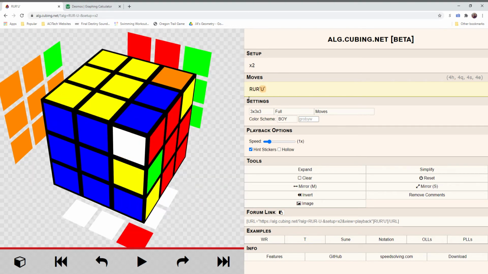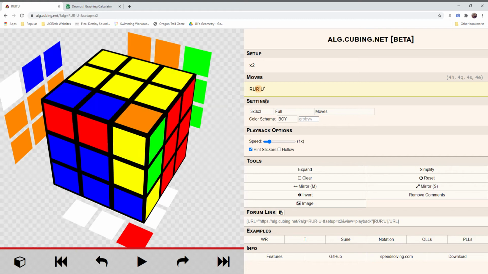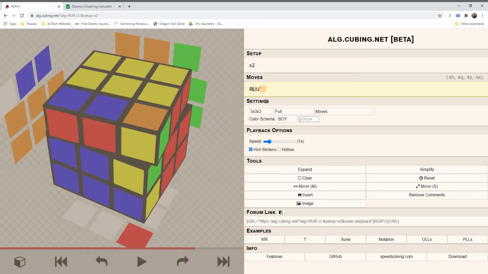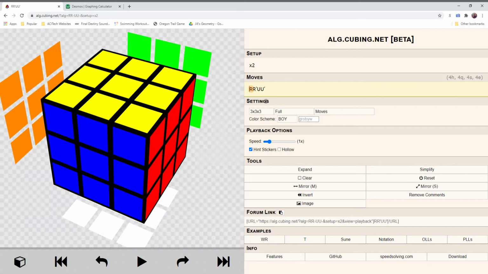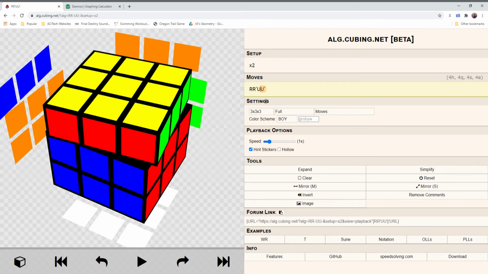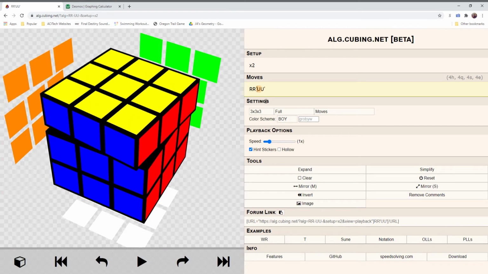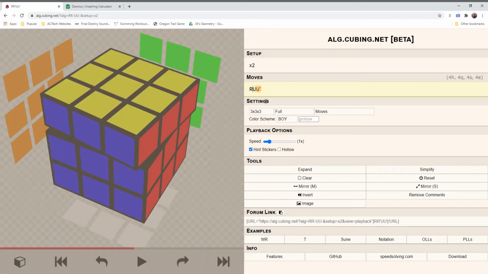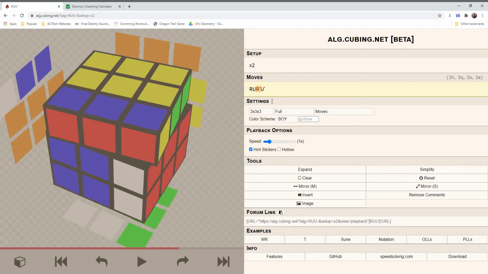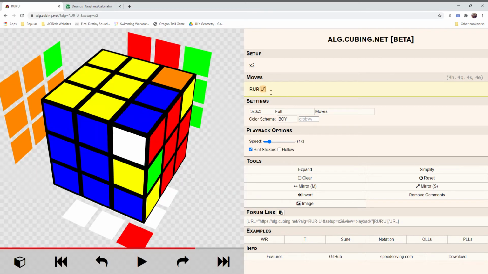And you might say, well, does the order of it matter? And it does matter, because if we just did R, R prime, U, U prime, we would just have a solved cube again. But if we undo the R after we do a U move and follow it up by an undo of the U move, something special happens.